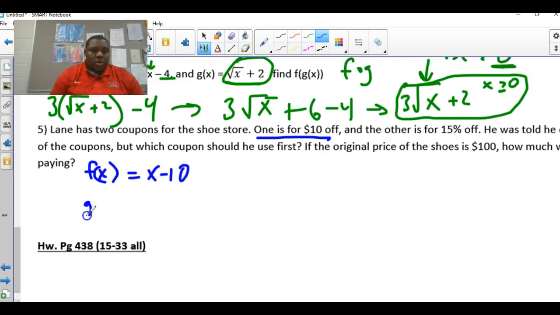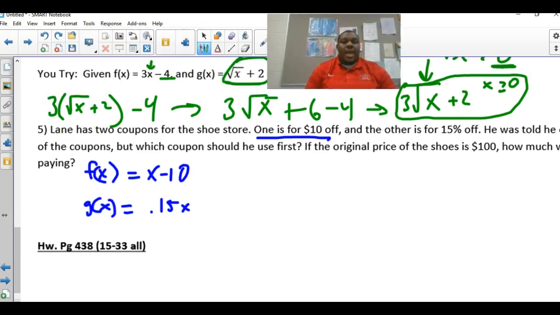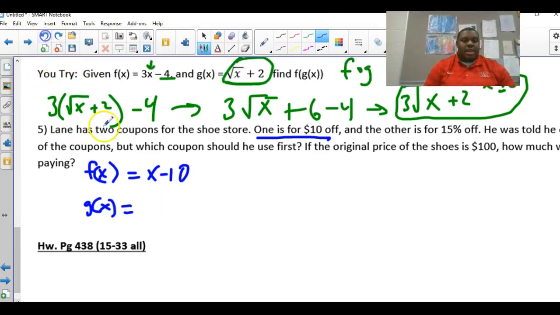The other equation would be 15% off. How do you represent 15% off? Let's do x minus 0.15x. How about that? So you have the price of the shoe minus 15% off the shoe, right? So look, we're going to figure out which coupon we can use first to give us the biggest discount, okay?